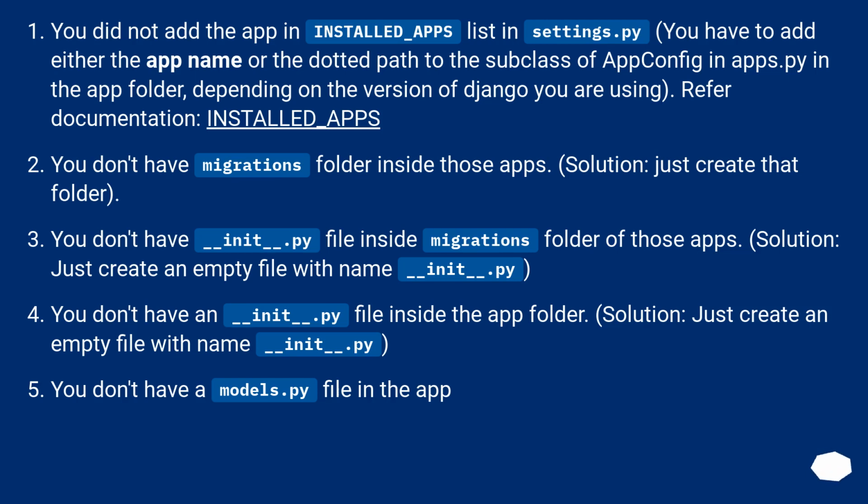Solution, just create that folder. You don't have __init__.py file inside migrations folder of those apps. Solution, just create an empty file with name __init__.py. You don't have an __init__.py file inside the app folder. Solution, just create an empty file with name __init__.py. You don't have a models.py file in the app.